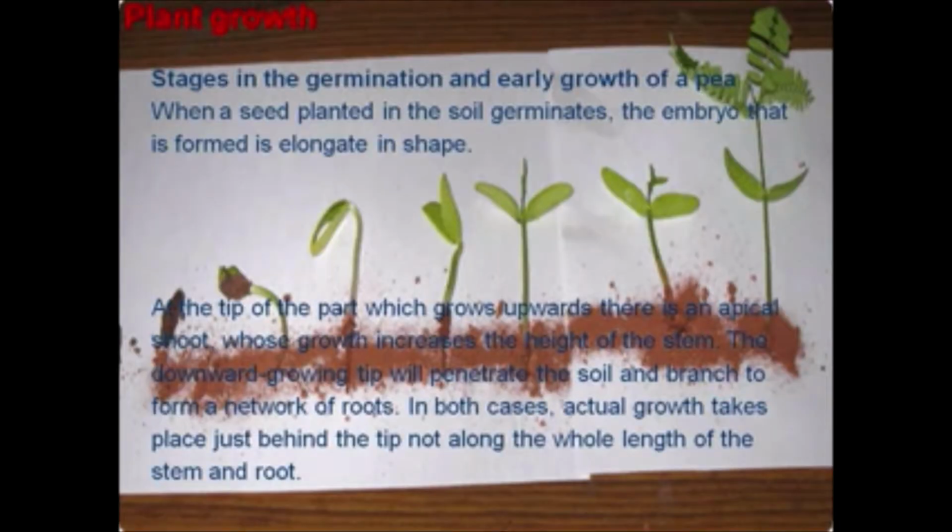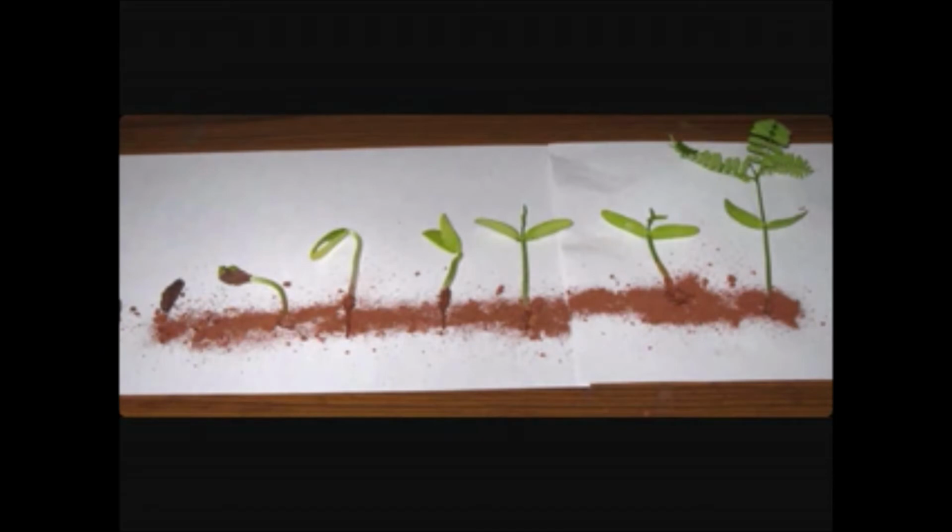Plant growth. Stages in the germination and early growth of a pea. When a seed planted in the soil germinates, the embryo that is formed is elongate in shape. At the tip of the part which grows upward, there is an apical shoot whose growth increases the height of the stem. The downward growing tip will penetrate the soil and branch to form a network of roots. In both cases, actual growth takes place just behind the tip, not along the whole length of the stem and root.